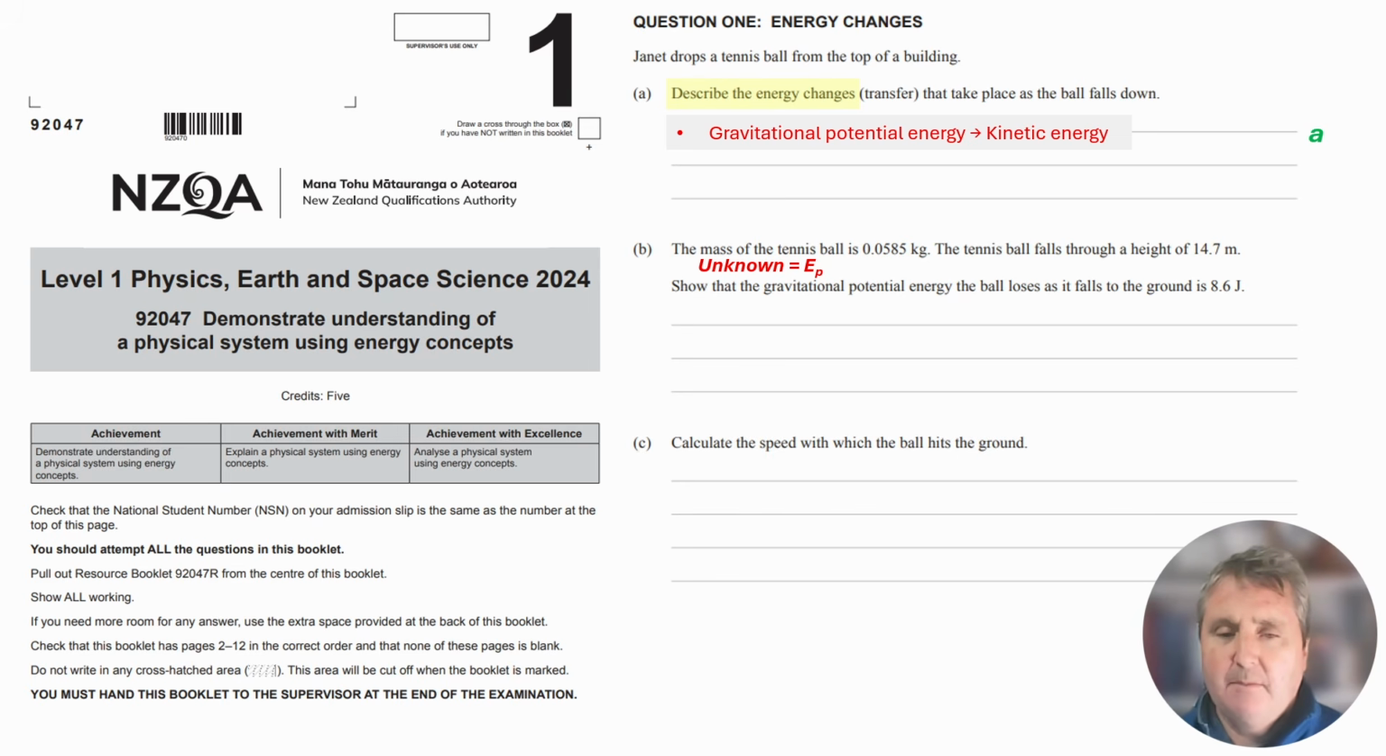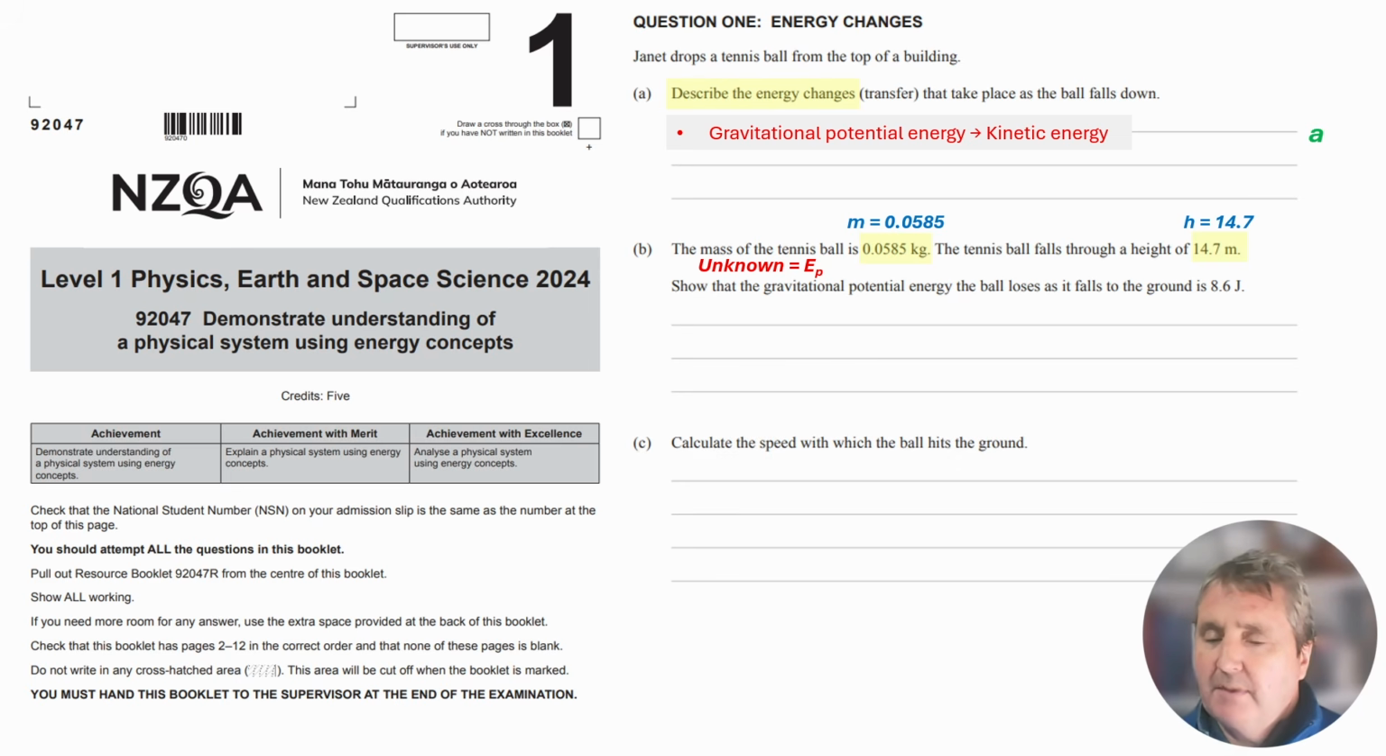Okay, so part B, the mass of the tennis ball is 0.058 kilograms. When we see this data, what I always like to do is highlight it, and then associate it with its actual quantity. It's a mass, and here's the value. I'm going to scan this because I'm going to use this later. I'm pretty sure each of these bits of data we're going to use in the question. The tennis ball falls through a height of 14.7 meters. That's quite a high building. If we take about 3 meters for each story, that's about 4 or maybe 5 stories high. So the height here is 14.7 meters.